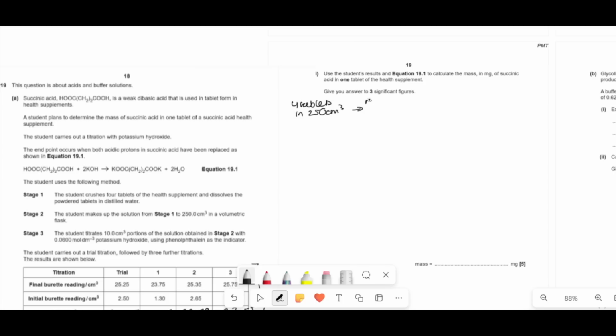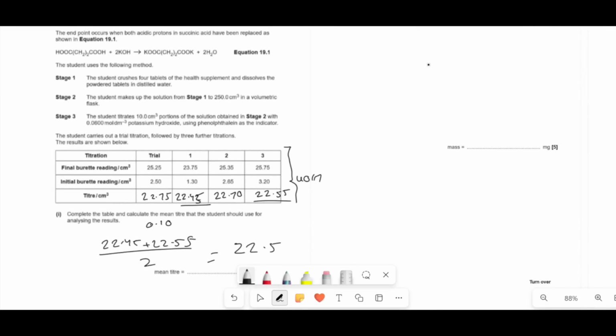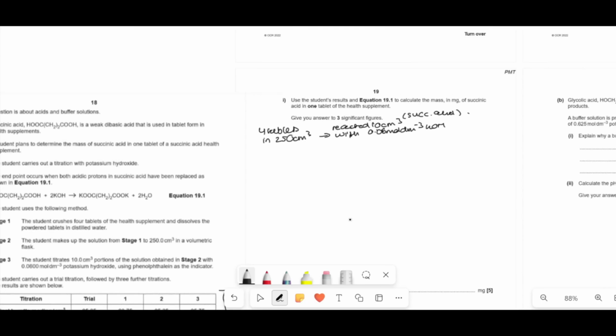Then what they did is they reacted 10 centimeters cubed of this with the 0.06 mol dm^-3 KOH. What volume of that? That's the volume of the tablet of the succinic acid, because that's the only thing in it that's going to react. What about the KOH? The titration that they did, the amount that it reacted with was 22.5 centimeters cubed of that. Okay, cool. That's all they did.